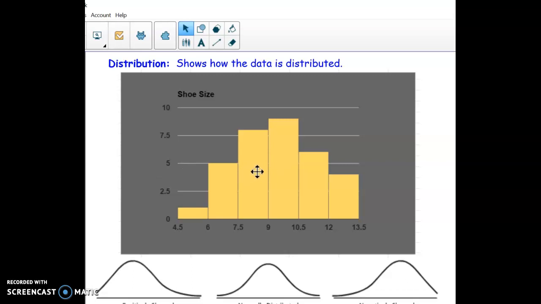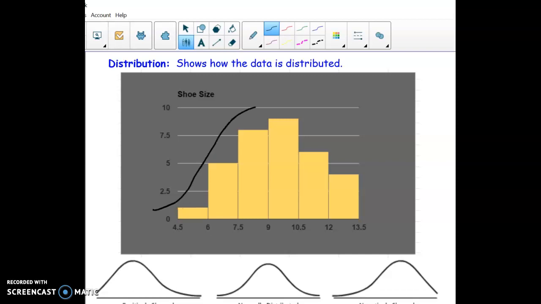This histogram represents all the people that had shoe sizes between 4.5 and 6. So it's probably just one person, right? This is actually some data I took from students. You can see the highest was between 9 and 10.5. That's called the distribution of data, and it makes these little shapes that we call curves. There are lots of possible distributions.